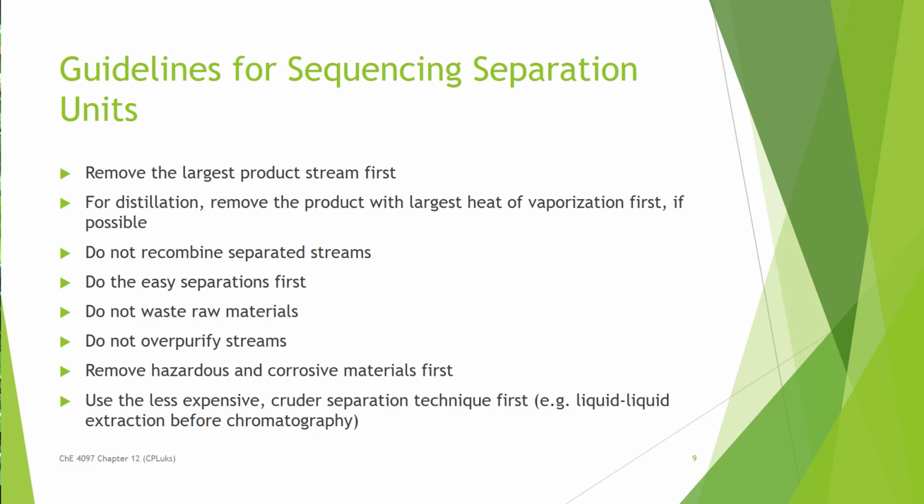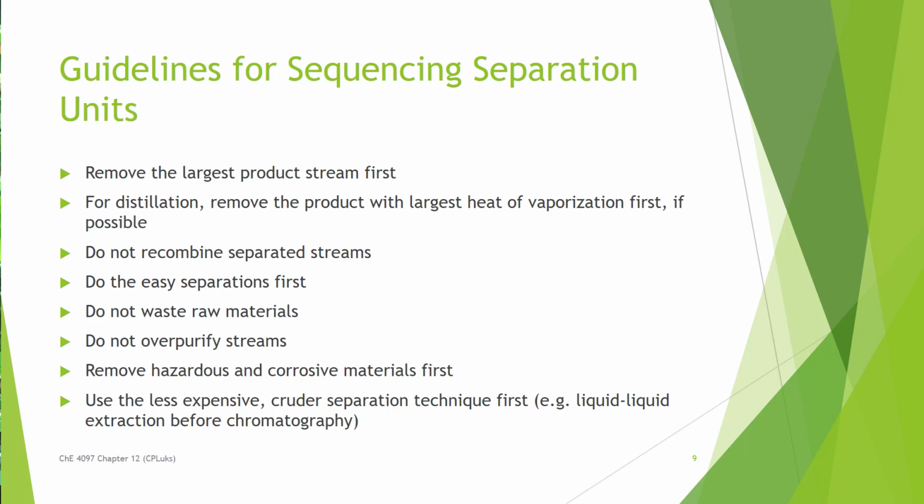When you're selecting what process to do first in a multiple separation sequence, do the easy ones first. Try to get rid of a lot of material, but also do the easy things. Be sure that you're not wasting raw materials by separating them out into waste streams. And don't over-purify a stream. A lot of times students are very gung-ho: ooh, I need a 99% pure product. I can get this to 99.9%. Let's do that. Well, if your customer only wants 99% pure, don't do better than that. They're not going to pay you more for more than they wanted.